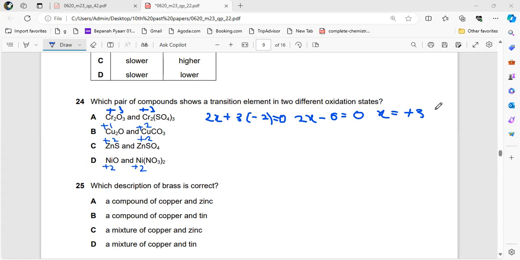Okay, so in this form, you can find out the oxidation number of all the transition elements which are given in the option. So here I have done that. Now you can see in options A, C and D, all the transition elements are having the same oxidation number. Whereas in option B, copper is having oxidation number plus 1 in Cu2O, and in copper carbonate it is having plus 2. So the correct option is B.